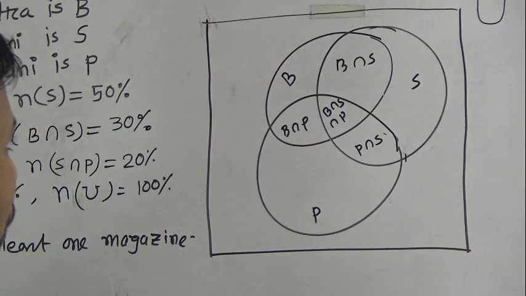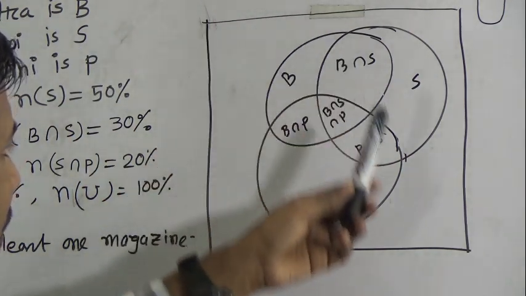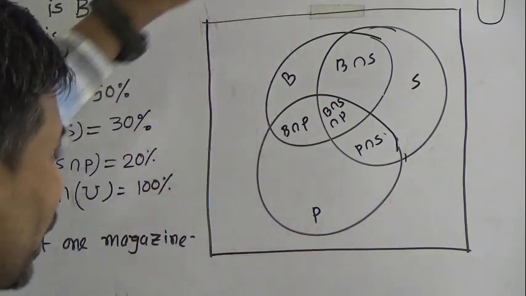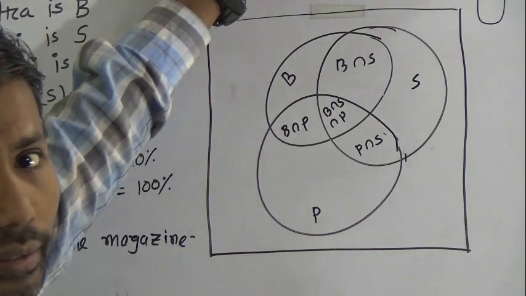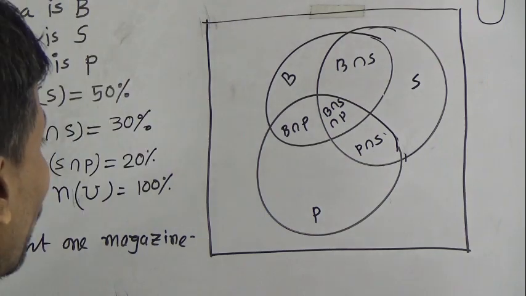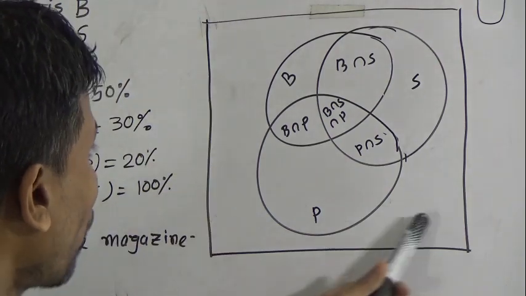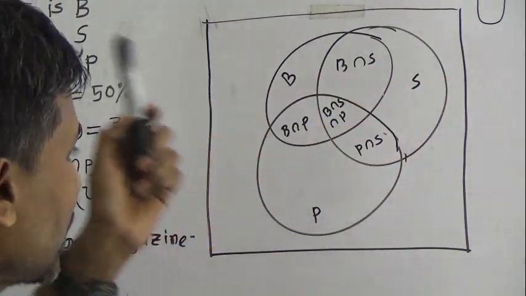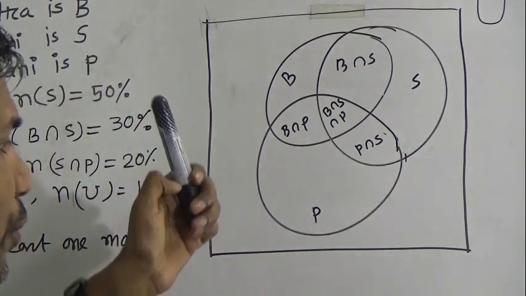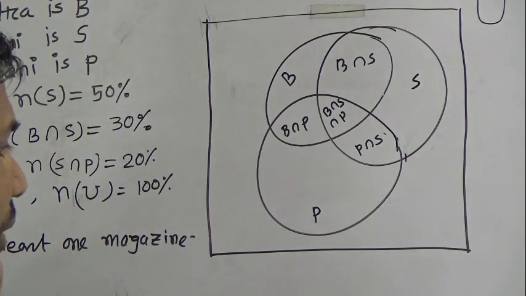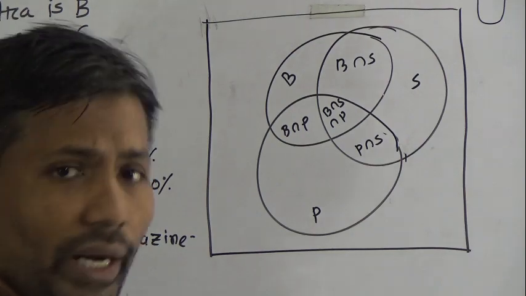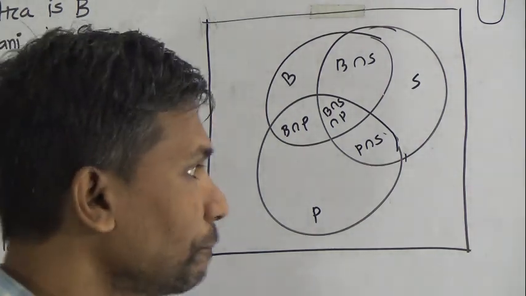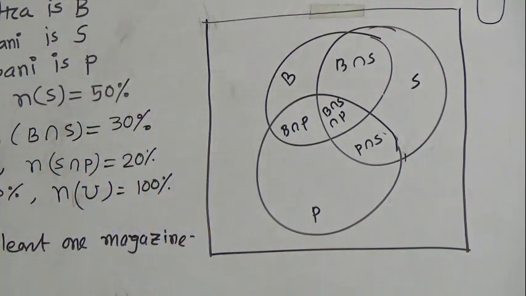And look, student, all the students are included in the universal set. And look, this white portion represents the set of students or girls who do not read any of the three magazines. Okay student, now look.